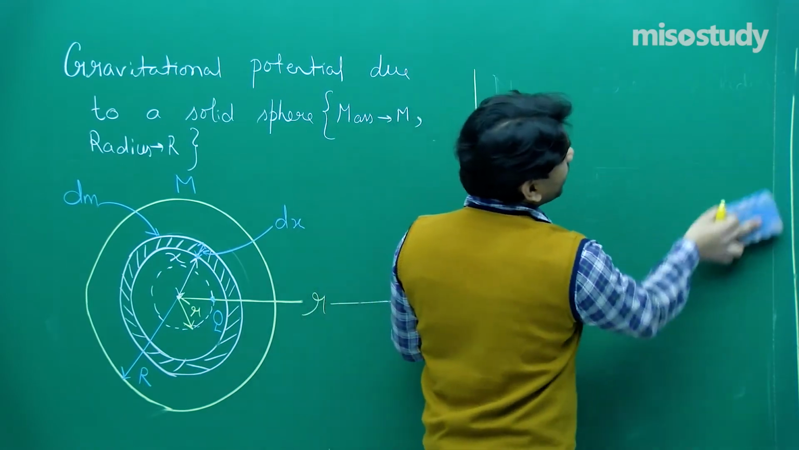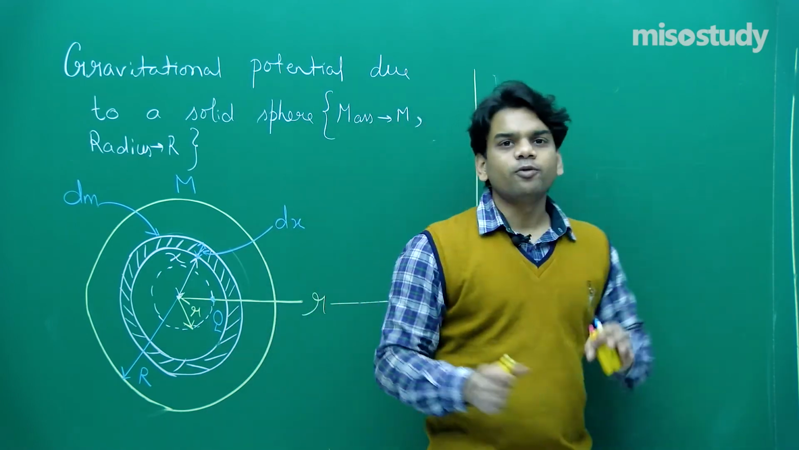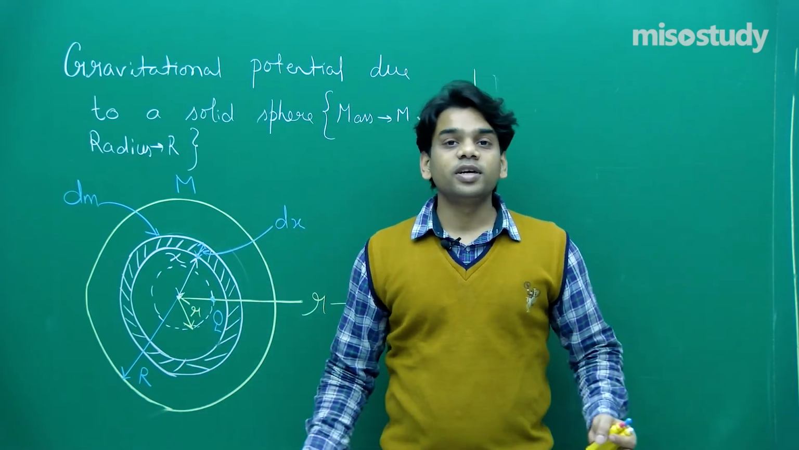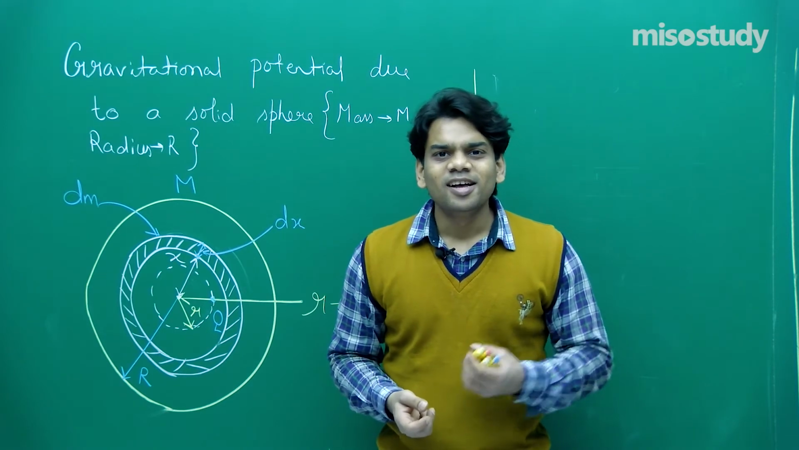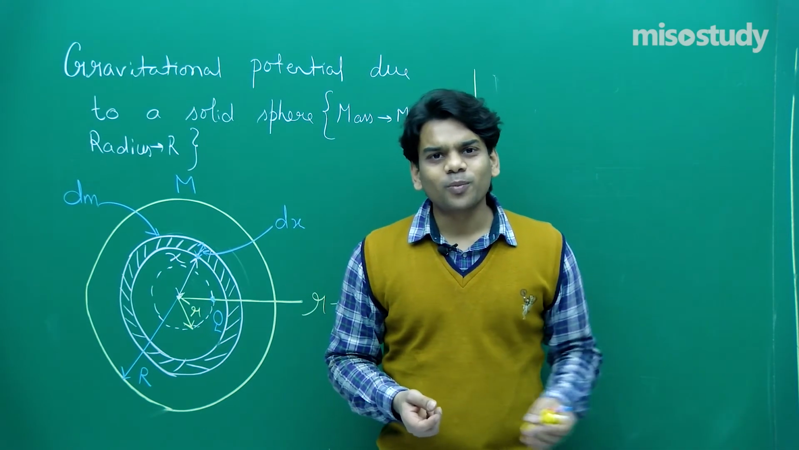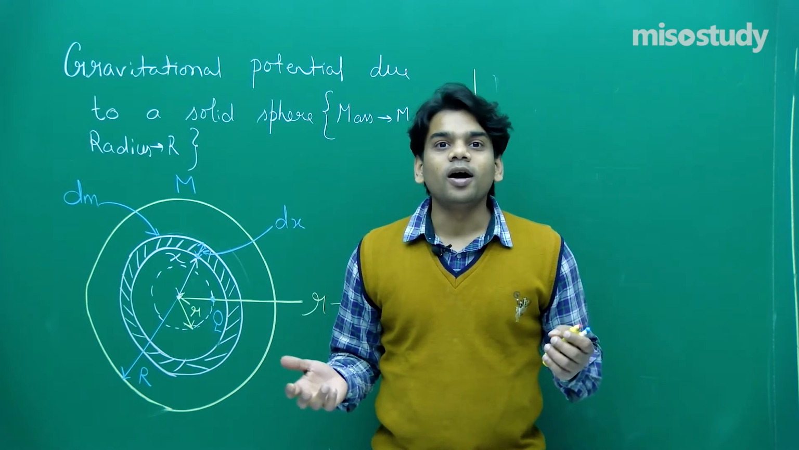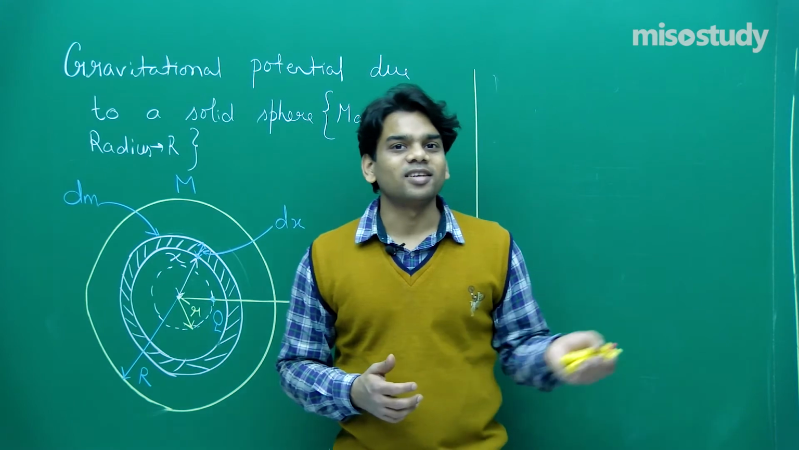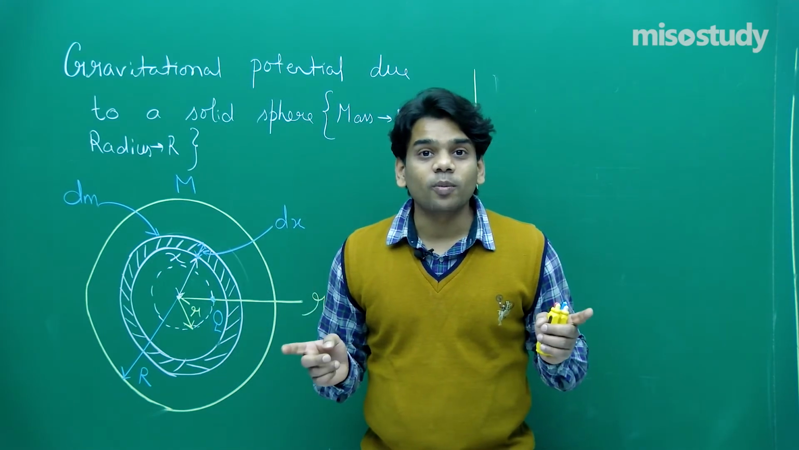Remembering the formula for an external point or for a point on a surface is very easy. For an external point, you can treat the entire sphere as if its entire mass is concentrated at its center. So, using the formula for potential due to a point mass, we can give the potential due to a solid sphere at an external point. But we cannot use the same when we are talking about the internal point.